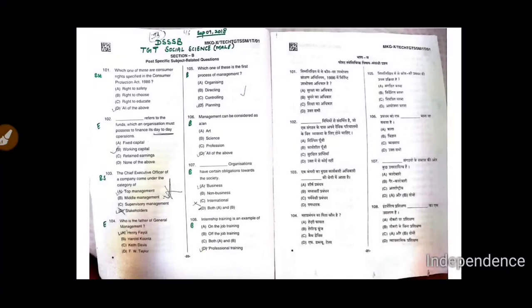In this video, we will be discussing the geography questions that came in the DSSSB TGT Social Science Mains Exam Part B. In my previous video, I have already discussed the pattern of the Part B paper. So if you haven't checked that out yet, please check it before you watch this video. The link is in the description box below. So let's get started with the geography portion.